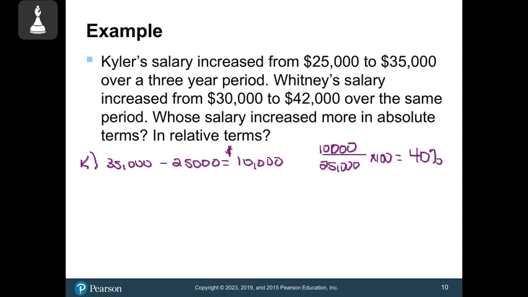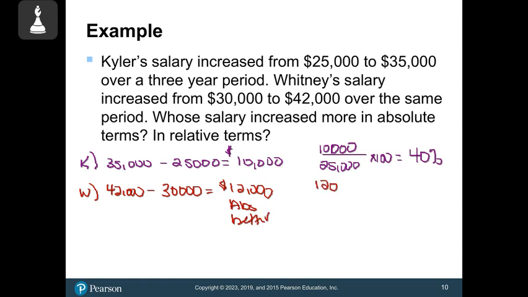Working with Whitney, she went from 30,000 to 42,000. So 42,000 minus 30,000 is a $12,000 increase. So we can see right now, Whitney, in absolute terms, did better. Let's check the percent change. So we went up 12,000 from an initial value of 30,000. We're going to times that by 100. And when I do that, I also get 40%.